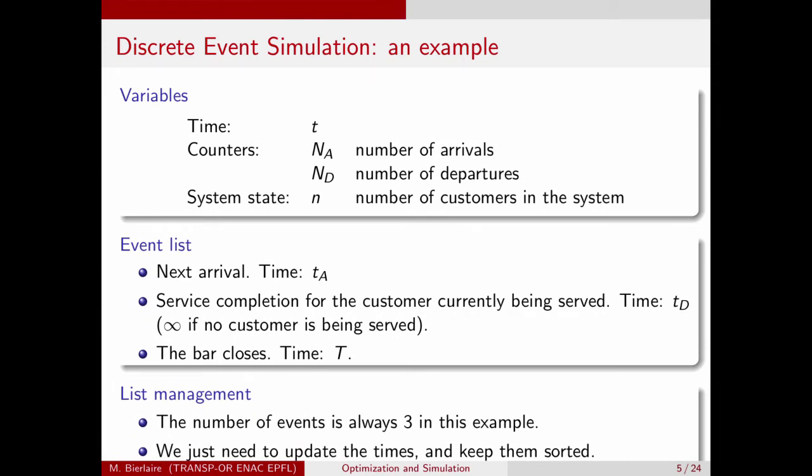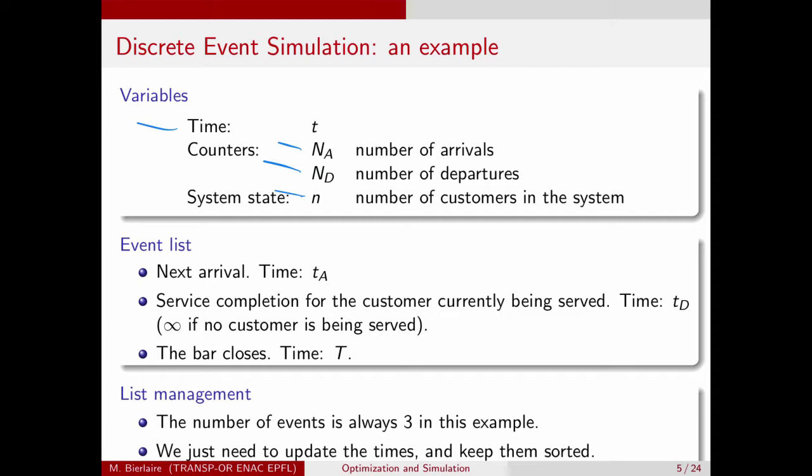So now let's see concretely and rigorously how we will implement this and design the simulator. As I mentioned, the first thing we do is to look at the variables. Here we will have 4 variables. The first variable is time, t, so this is clear. Then we will have 2 counter variables: NA, which is the number of people arriving in the bar, and ND, the number of people leaving the bar. So it's very simple. And finally, the system variable here is just the number of customers in the system. I denote it by n. Okay, 4 variables. Now in terms of events, in our case, there are 3 possible events.